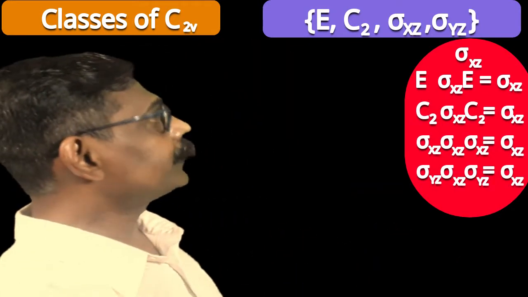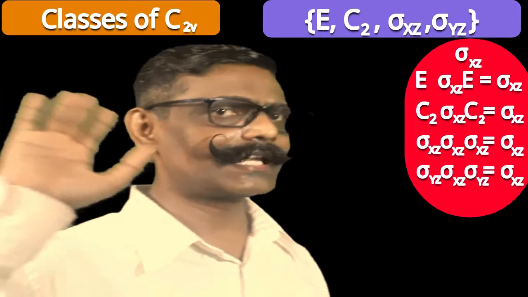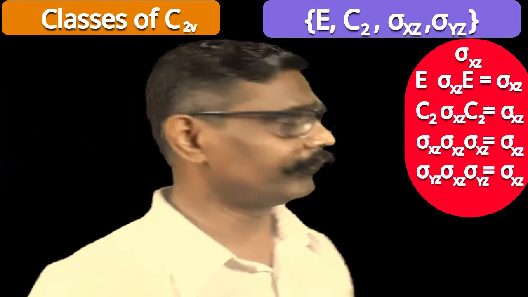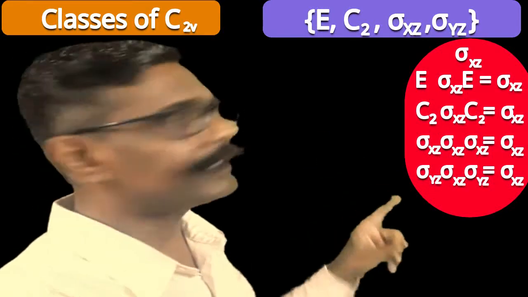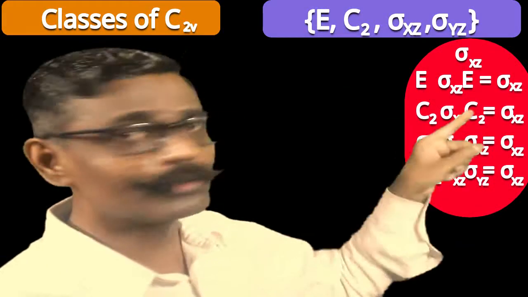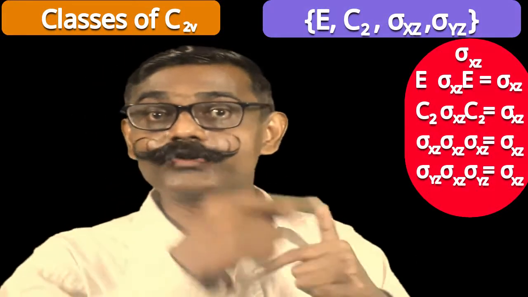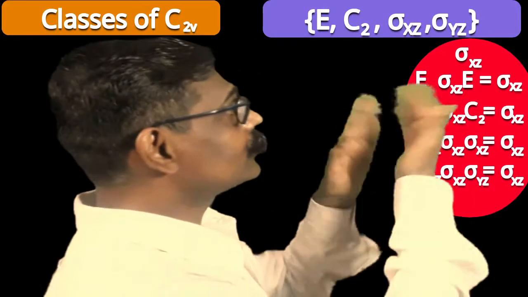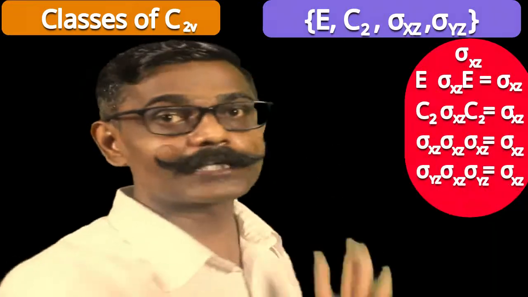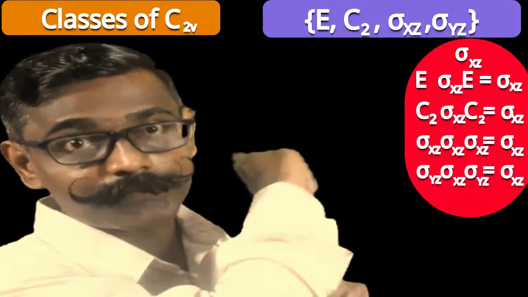So what I am considering here, sigma xz is A, and all other operations I'll consider as X, one by one. Let me consider identity first. Inverse of identity is identity. Identity into sigma xz into identity: identity into sigma xz is sigma xz, sigma xz into identity is sigma xz. So the answer is sigma xz. So sigma xz is a symmetric transform of sigma xz. It is the conclusion of the first expression.